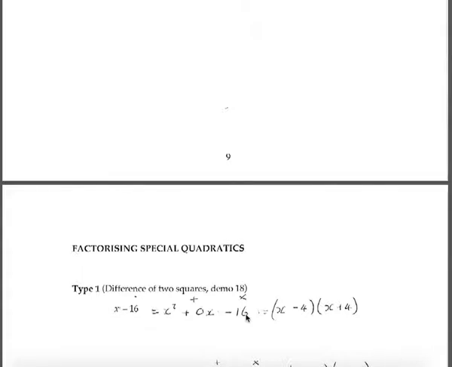And now I use exactly the same method as I used previously. I need two numbers that add up to give 0, and that tells me that they must be opposites. And they've got to times to give minus 16. So two opposites that times to give minus 16 is plus 4 and minus 4. Take a moment to try the second example. Stop the video and then restart.